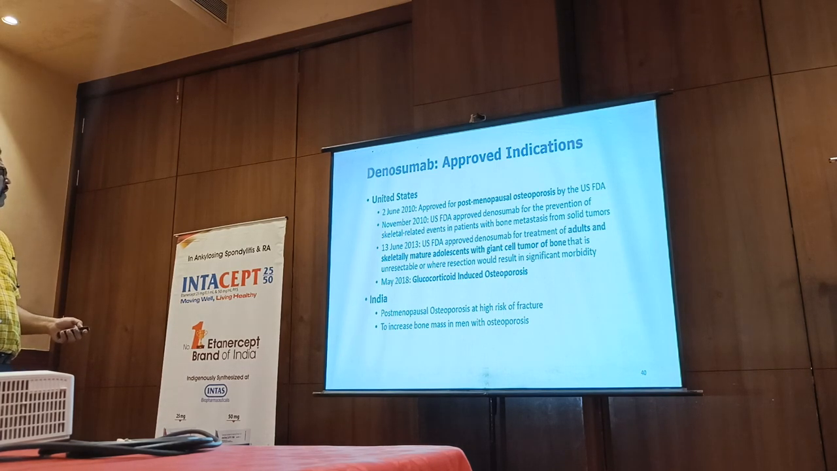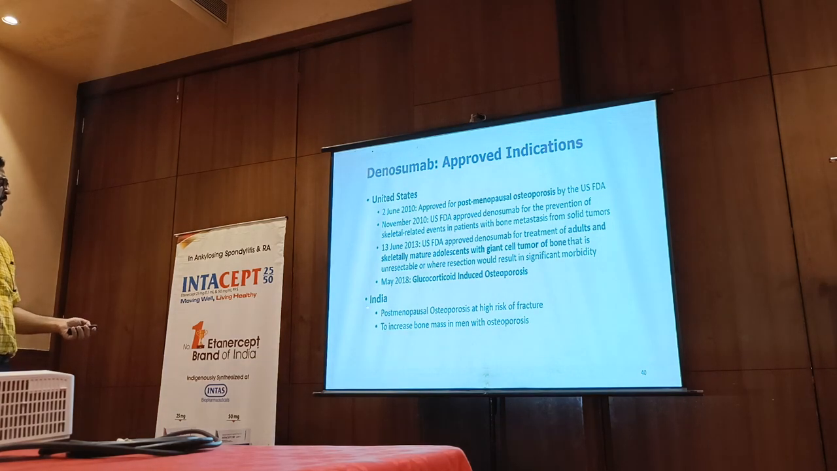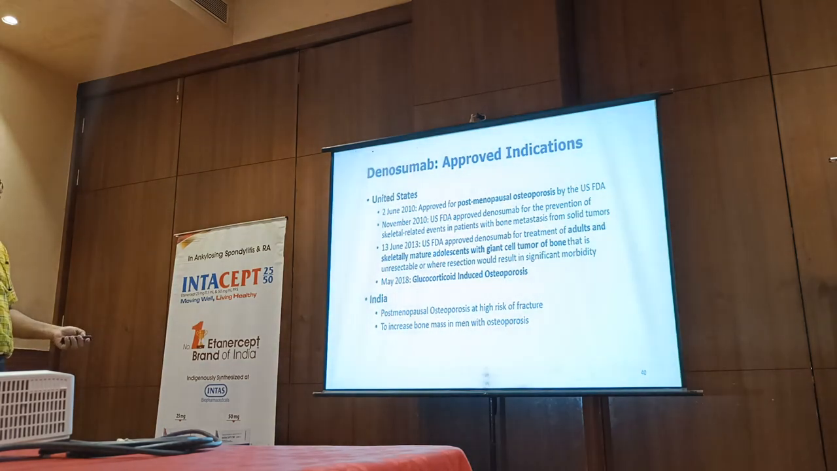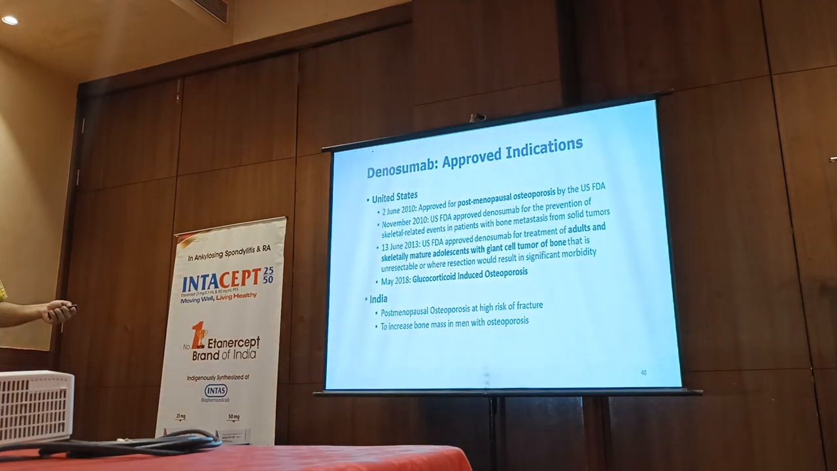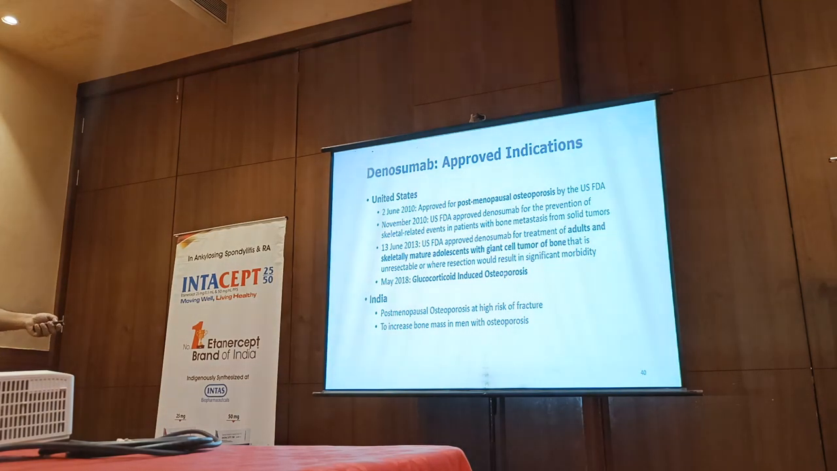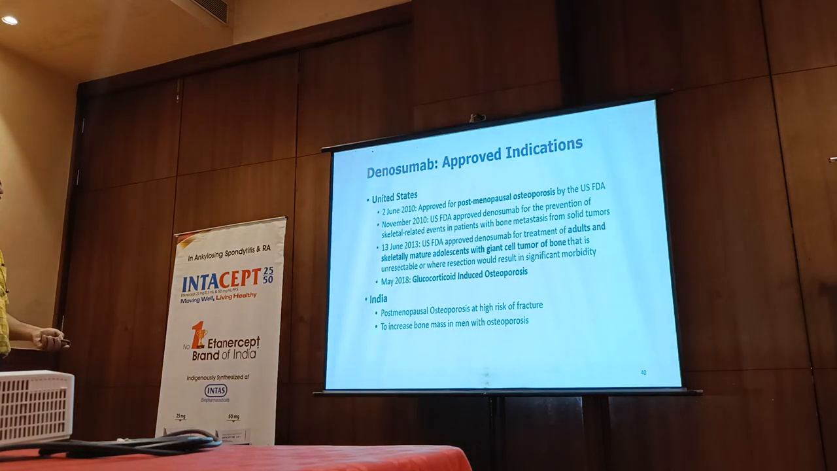So now the approved indications, I have already mentioned. In the United States it was approved in 2010 for postmenopausal osteoporosis. On 13 June, the US FDA approved denosumab for treatment of adults and skeletally mature adolescents with giant cell tumor that is unresectable or where resection could result in significant morbidity. And in May 2018 it was given permission for glucocorticoid induced osteoporosis as well. In India, it is recommended for postmenopausal osteoporosis with a high risk of fracture and to increase bone mass in men in case of senile osteoporosis. So in the United States, the stepwise recommendation is: 2010 for postmenopausal osteoporosis, 2013 for adolescents with a giant cell tumor, and 2018 for glucocorticoid induced osteoporosis.